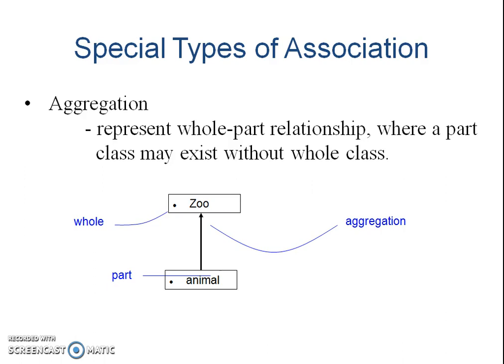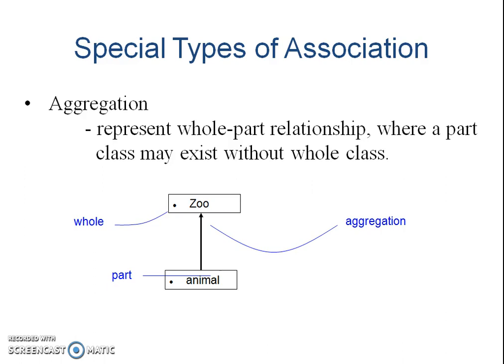Special types of association. Especially we have two types of association. First is aggregation and next is composition. Aggregation represents the whole-part relationship, where a part may exist without the whole class. It means if I destroy the whole class, then the part may exist. For example, zoo contains animals. So contain is an association, but here the association is a whole-part relationship.